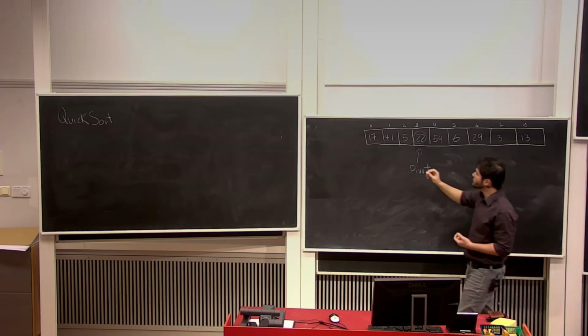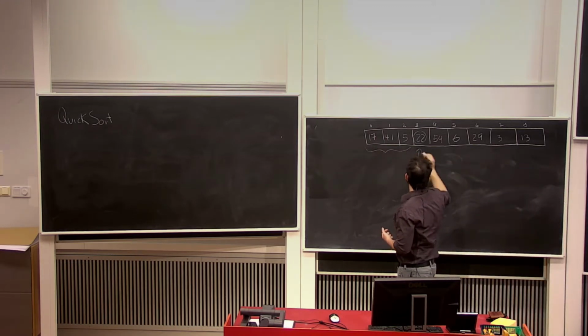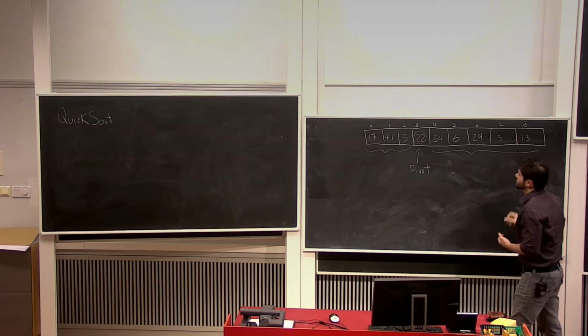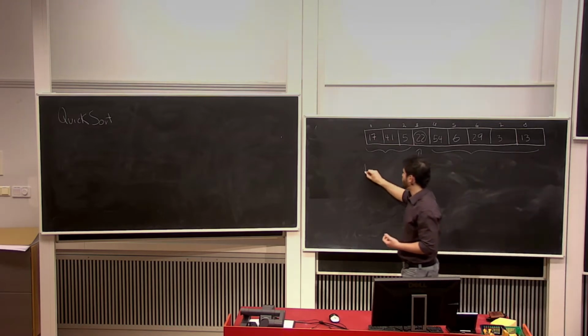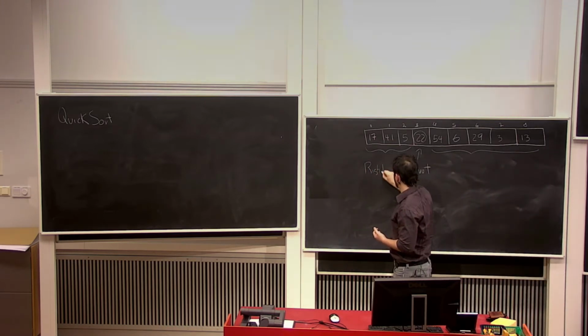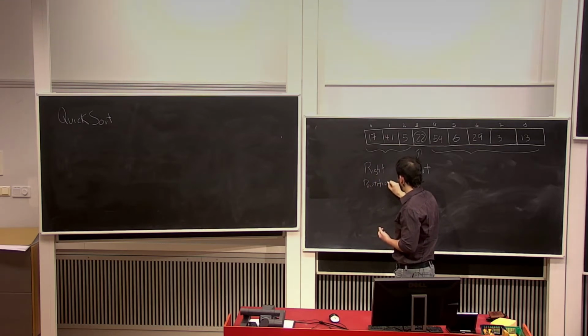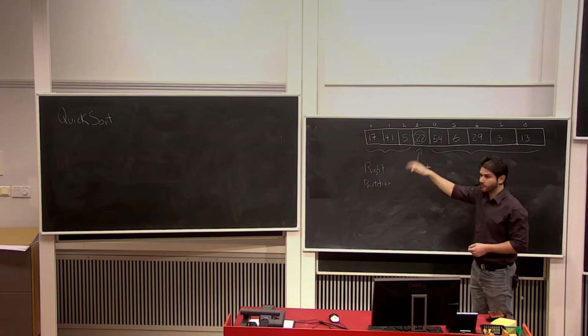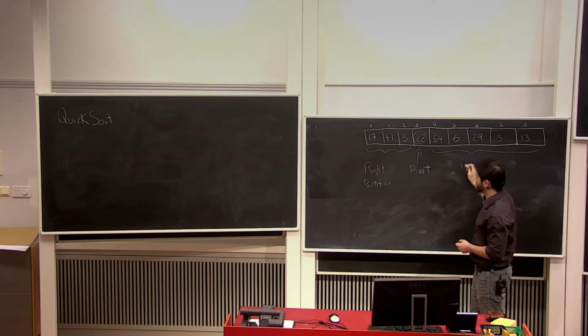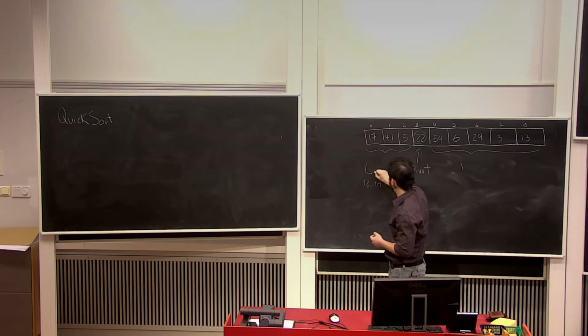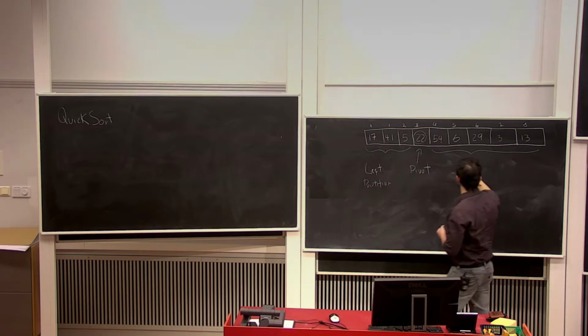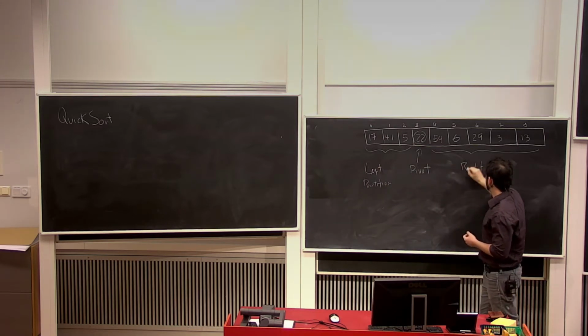So to do that, there is a concept of partition. We have the elements to the left of the pivot, which is the left partition, and the elements to the right, which is the right partition.